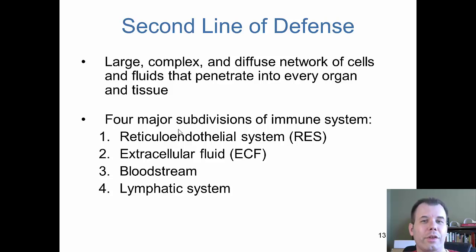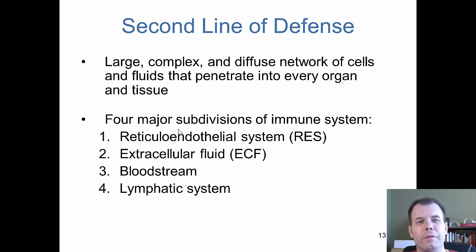Another one is the extracellular fluid. The extracellular fluid is a big important part. Again, that's all the fluid that leaks out of our vessels. This contains a lot of white blood cells that then go and attack and find the foreign material that isn't supposed to be there. Obviously, the bloodstream plays a huge part of our second line of defense because that carries all our white blood cells to the spots that they need to go.